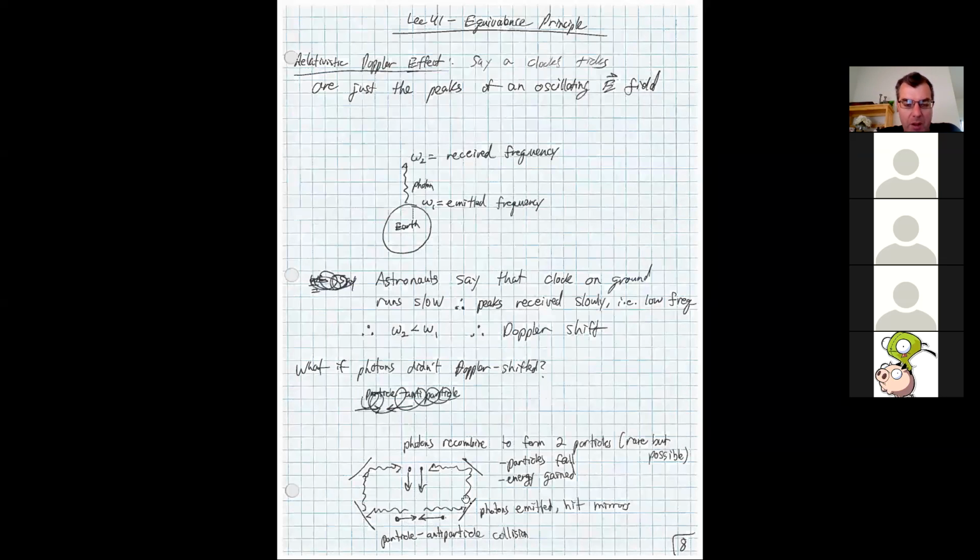They're emitted. They bounce off mirrors. They come up here. They recombine. They form some fast moving particles, which then fall. They gain even more kinetic energy. We emit even more high energy photons. And we do this over and over again. We would have a perpetual motion device.